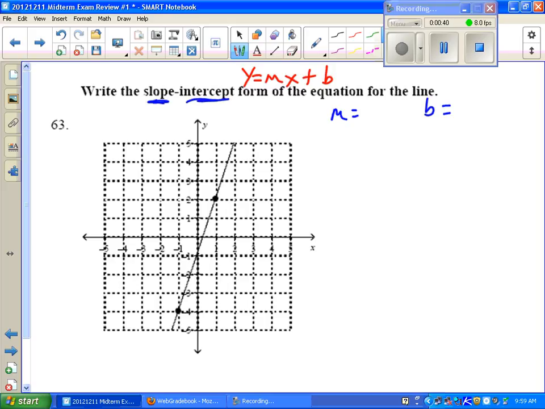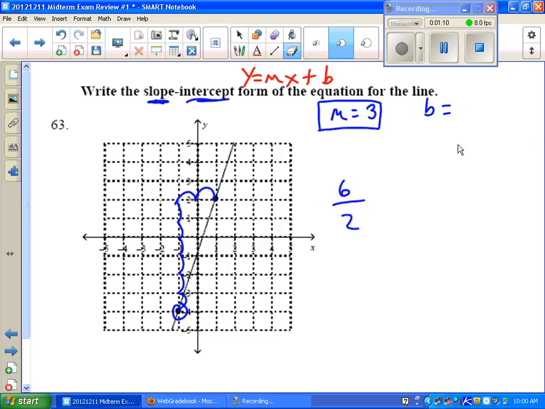Just go to your leftmost point and count how many times you have to go up to get to the next point, and then over. So we're going to go up once, twice, 3, 4, 5, 6 times, up 6. And to the right, once, twice. 6 over 2 simplifies, 6 divided by 2. Your slope is 3. That's your m value. And again, that's not the answer because we have to write the equation. That's just one of the parts of the answer.